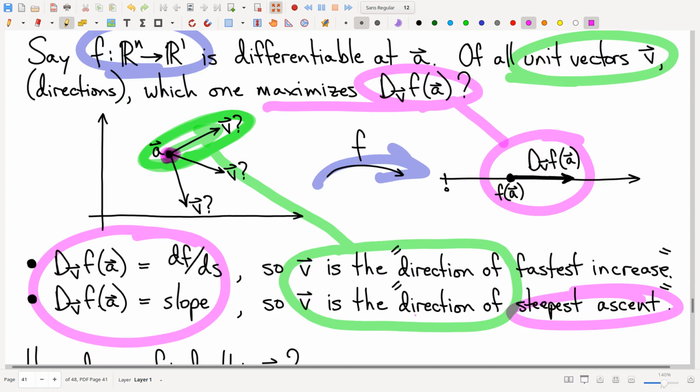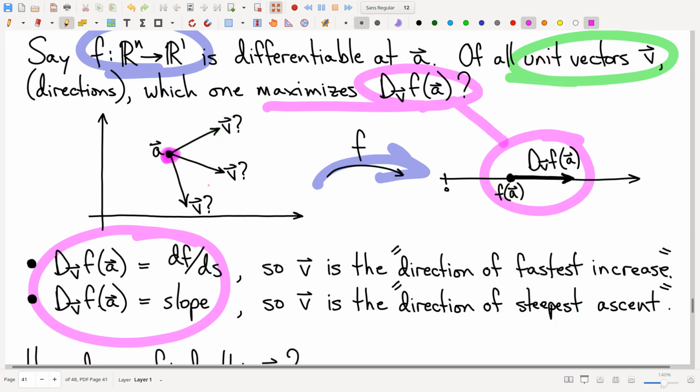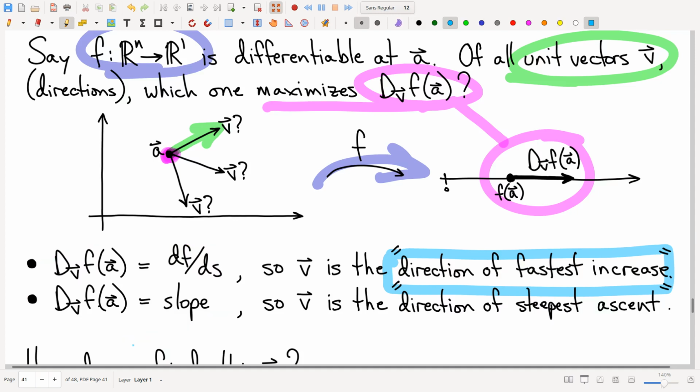Take your pick. For whatever it's worth, I have personally a slight preference for this term right here, direction of fastest increase. I'll explain why. Direction of fastest increase makes sense in any setting, no matter what kind of a picture I've drawn. Talking about the direction I go to make the function increase as fast as possible always makes sense. It doesn't depend on your picture.